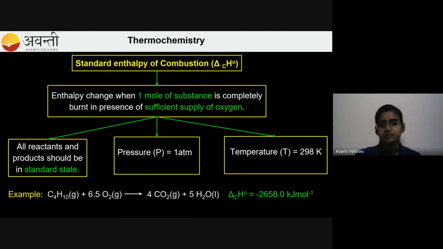So how many terms have we discussed in the thermochemistry part from the beginning? Can you guys tell me? First is delta HR, second is delta HR naught, third is delta HF naught. These three terms we have discussed so far. And now this is similar to that, delta HC naught. The enthalpy change when 1 mole of the substance is completely burnt in presence of sufficient supply of oxygen.